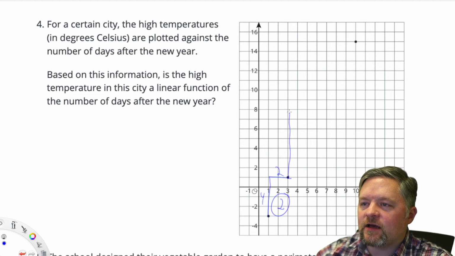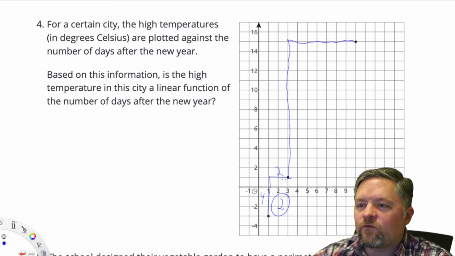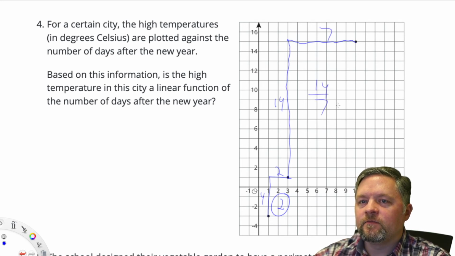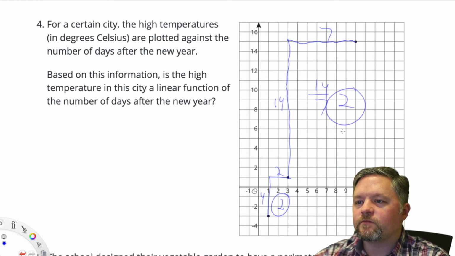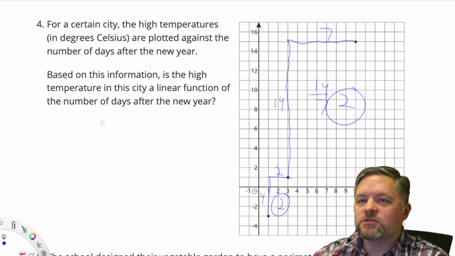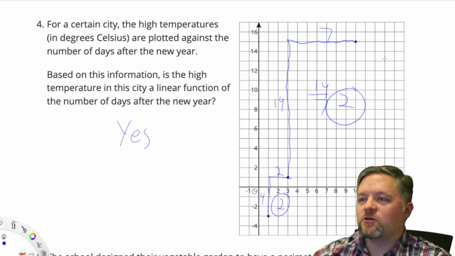Now, let's check out this. That is a rise from 1 to 15, which is 14, in a run of 1, 2, 3, 4, 5, 6, 7. 14 over 7. Hey, that's also 2. So both of those data points show a linear growth with a slope of 2. Is the high temperature in this city a linear function of the number of days after the new year? Yes. Slope of 2 on both of them.